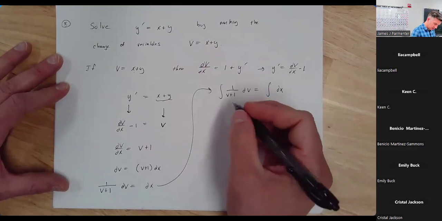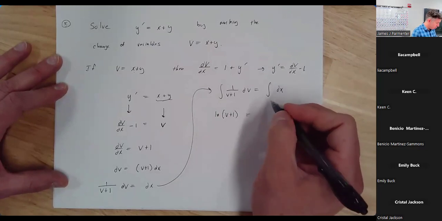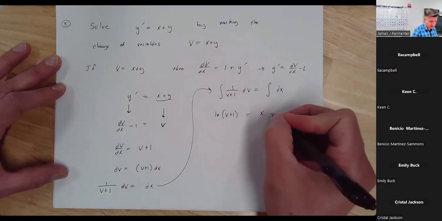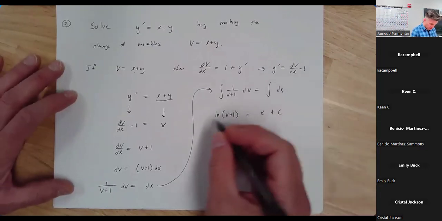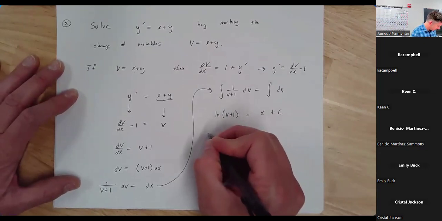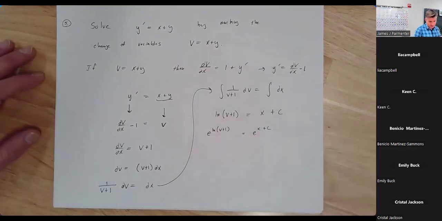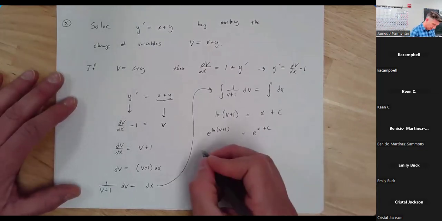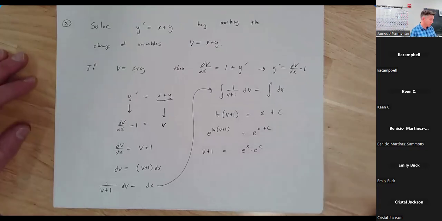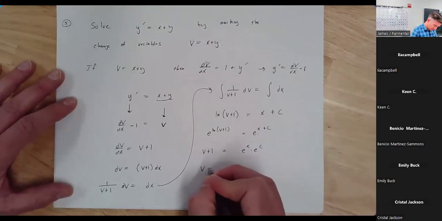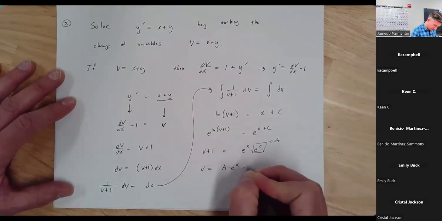The integral of 1 over v plus 1 is going to be the natural log of v plus 1. The integral of dx, or 1 times dx if you prefer, is x plus c. And yes, we put the plus c on that side. We're trying to solve for v. We raise both sides as powers of e, so you've got e to the natural log of v plus 1 equal to e to the x plus c. We do the usual thing on the right-hand side. We get v plus 1 equal to e to the x times e to the c. And then we can say that v is equal to, I'm going to call this e to the c a, and get a times e to the x minus 1.